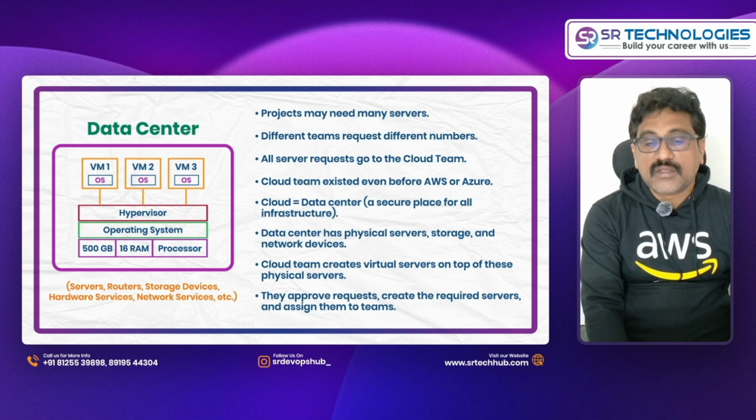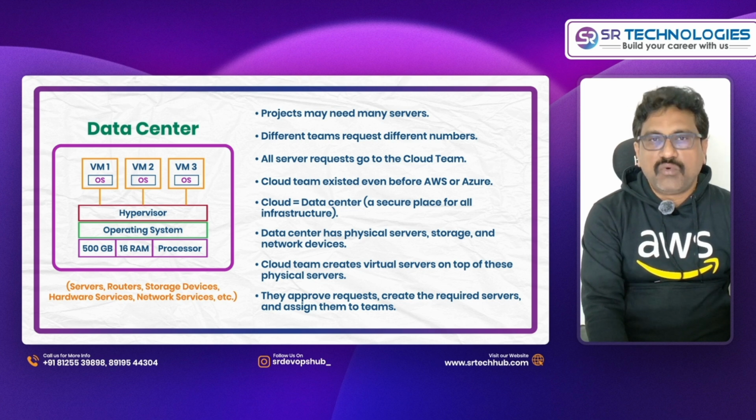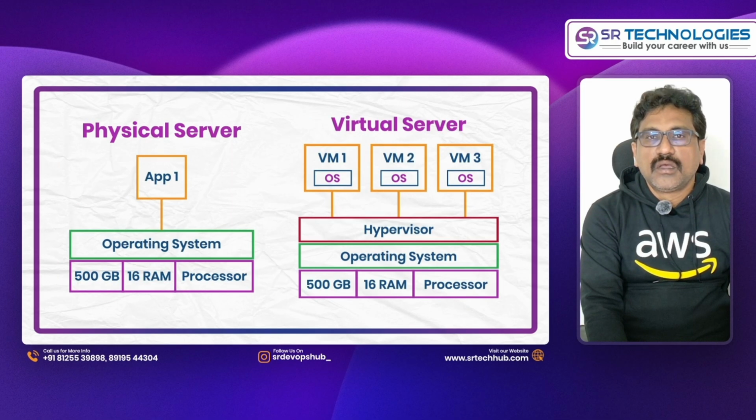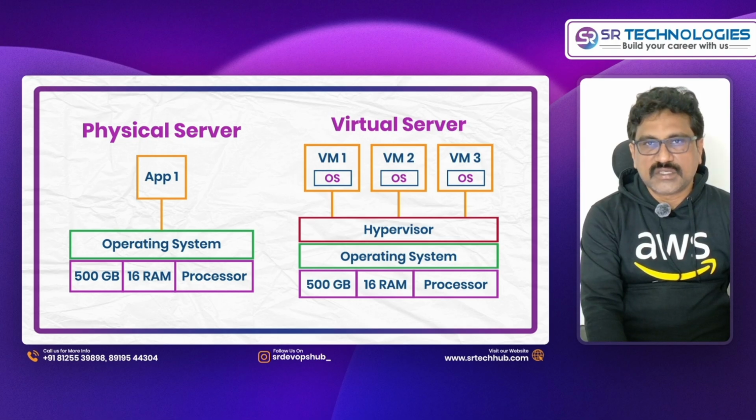If the cloud team gets a request from the DevOps team to create some 50 servers, after checking all the approvals, after making sure they have proper approvals and proper justification, they will create some 50 virtual servers on top of the physical hardware present in the data center, and they will assign the IP addresses to the concerned teams. So this is the cloud team's work. Fine. So this is the virtualization concept and this is the cloud concept. So I think now you understood clearly what are the major differences between physical servers and virtual servers.